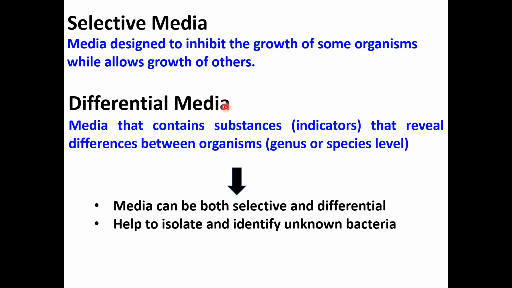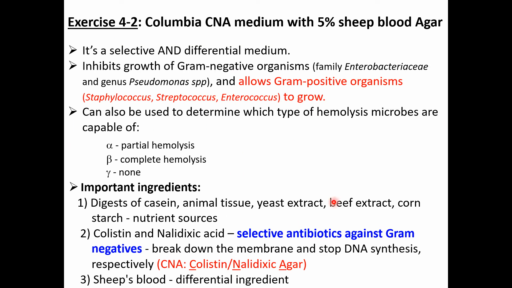Okay, so if the medium is only differential, we are not selecting what can grow in here. Anything could grow, but if it grows and the microbe is able to do something that we are trying to identify, then we can see a visual indication of that result. It's very nice when we have media that are both selective and differential, because it helps us in the identification of unknown bacteria.